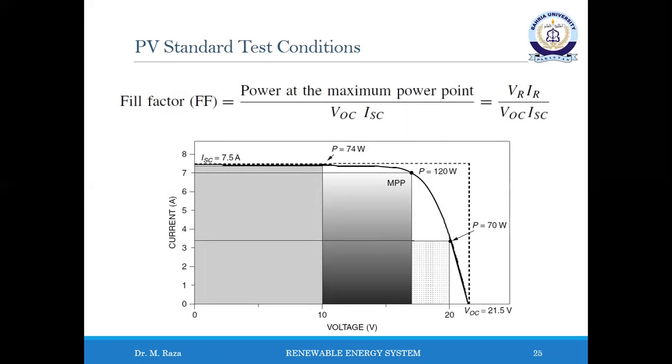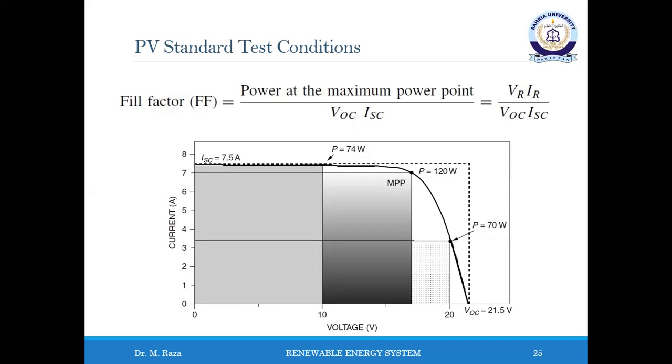Another quantity that is often used to characterize module performance is the fill factor, abbreviated as FF. The fill factor is the ratio of the power at the maximum power point to the product of open circuit voltage and the short circuit current. So FF can be visualized as the ratio of two rectangular areas. Fill factors around 70 to 75% for crystalline silicon solar modules are typical, while for multi-junction amorphous Si modules, it is closer to 50 to 60%.